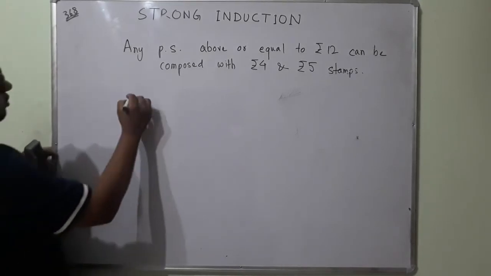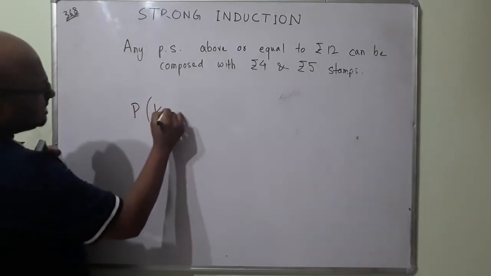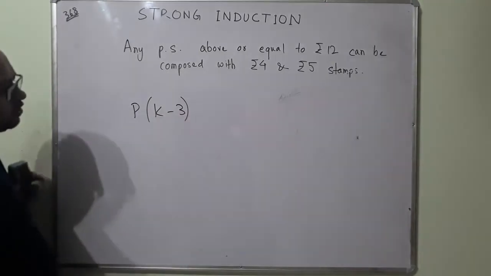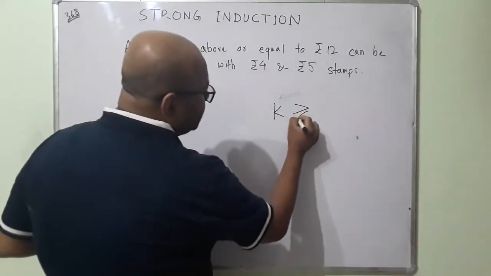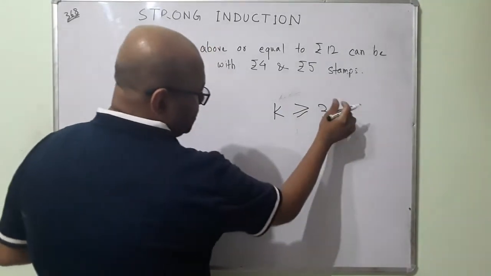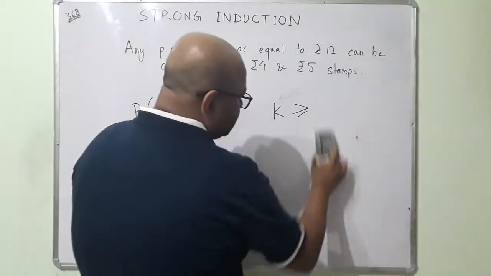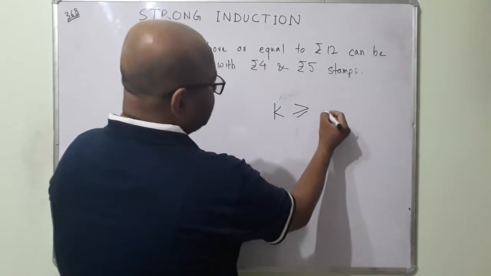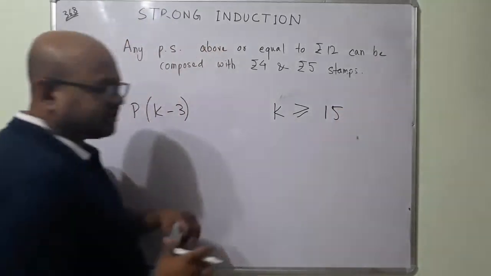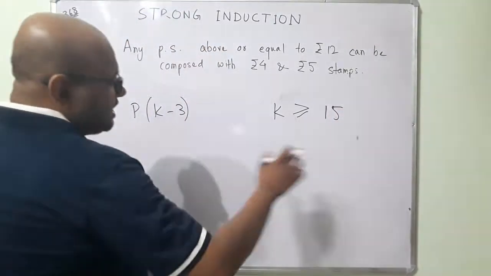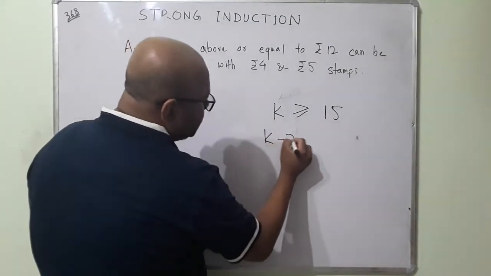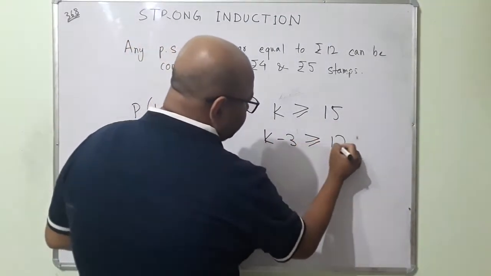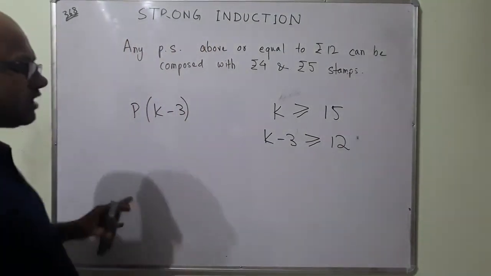So let us talk about P of k minus 3. What do we know about k minus 3? I know k is greater than or equal to 3. What was k greater than or equal to? K was greater than or equal to 15. Okay, the last of my base case. Now if I subtract 3 from both sides, I will get k minus 3 is greater than or equal to 12.